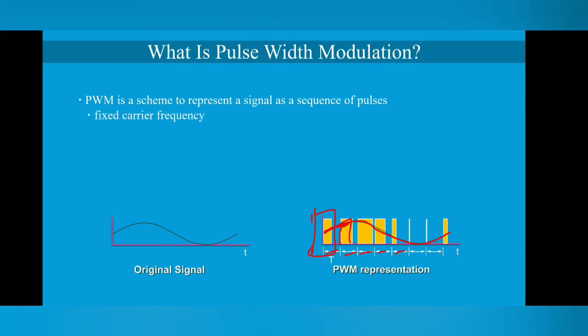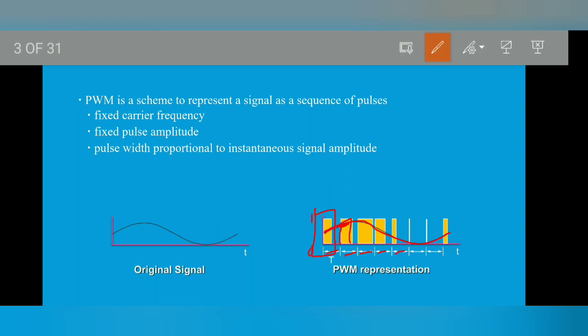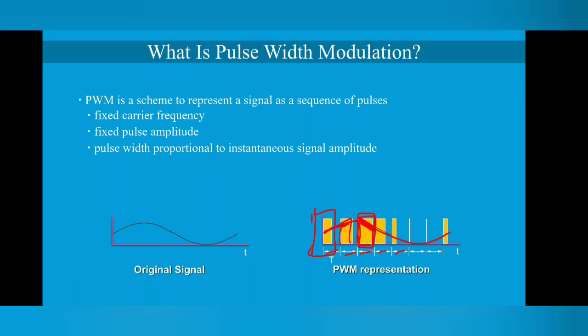It has a fixed carrier frequency, fixed pulse amplitude, and a pulse width proportional to the instantaneous signal amplitude. You can see this is the pulse width, and this pulse width is equal to the instantaneous signal amplitude. If we take the average of this pulse, we get this instantaneous amplitude. So the pulse width is proportional to the instantaneous signal amplitude, and the PWM energy is approximately equal to the original signal energy. If you find the energy of this signal, we get the exact energy of the original signal.